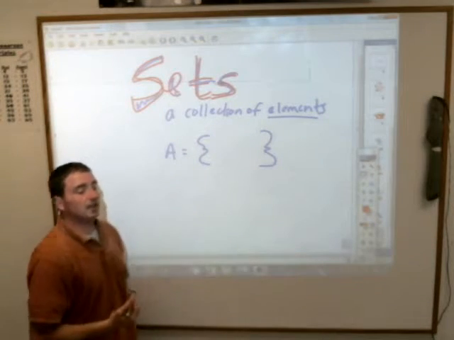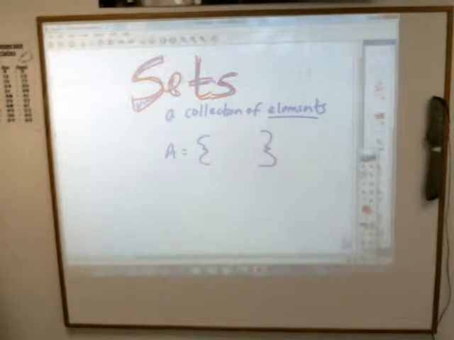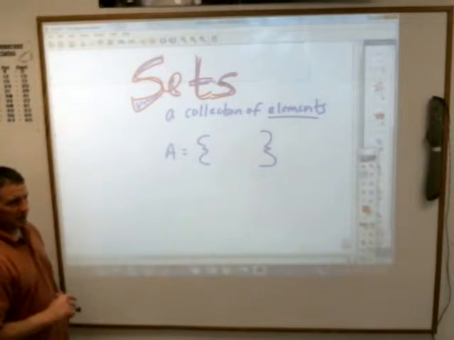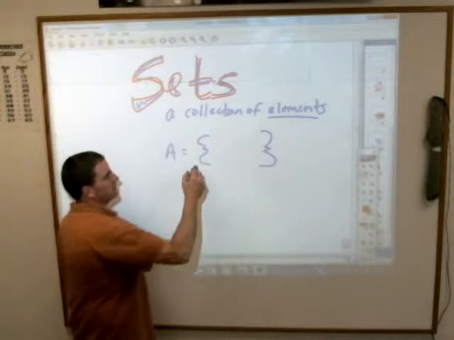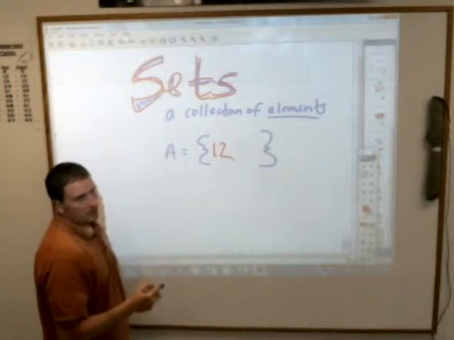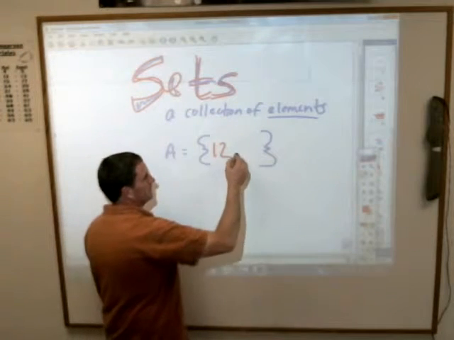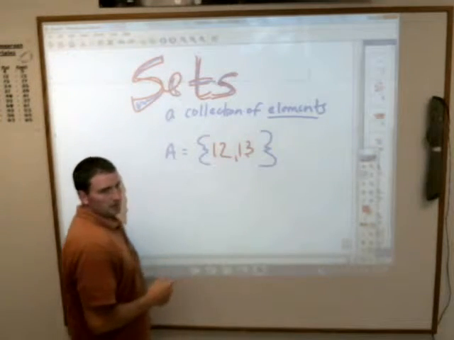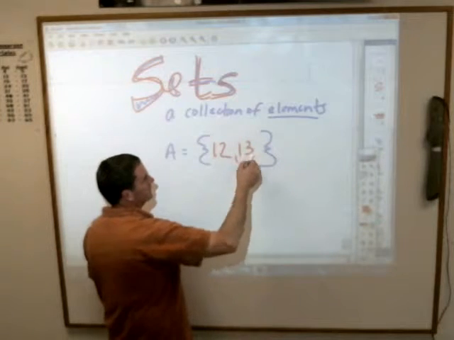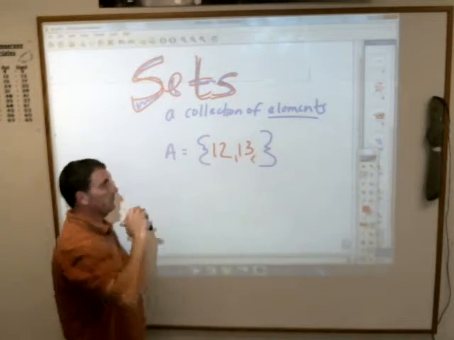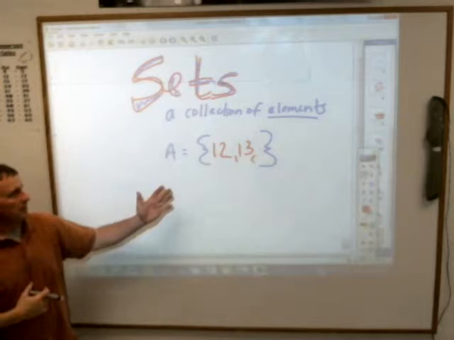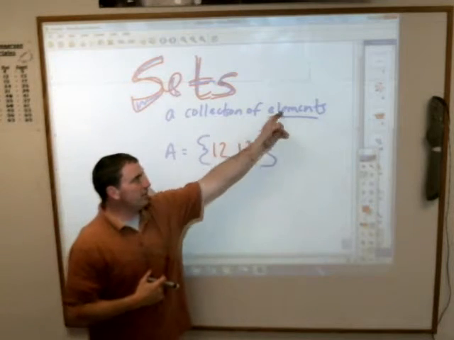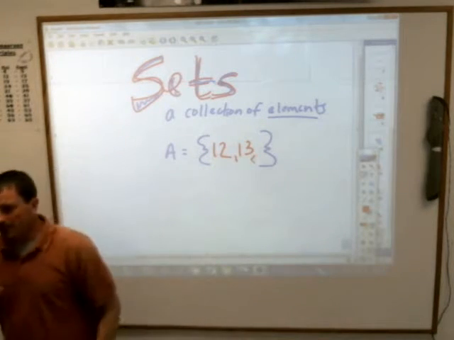If I was just making a collection of the set of your ages, they would be, I'm guessing, anybody 12? We got some 12s. Anybody 13? We got some 13s. And if Rockwell was here, maybe we'd have a 14 or whatever. But right now, let's just go 12 and 13s. And that's all it is. These 12 and 13 are the elements in that set.